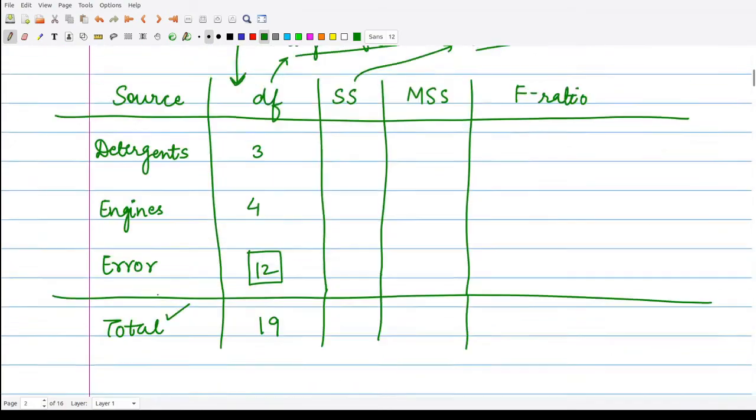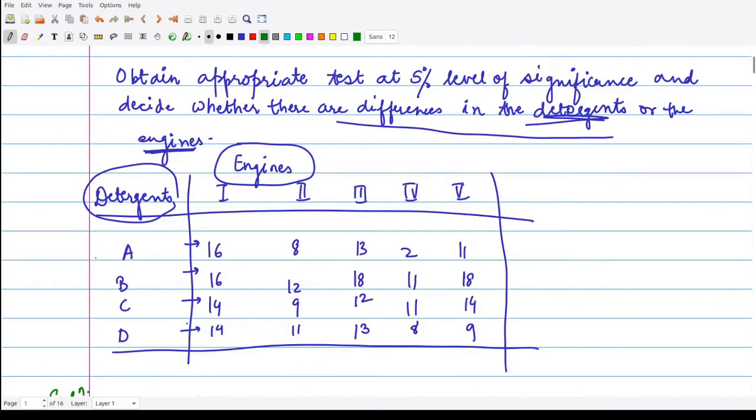So let's go back to our original table. For a detergent, we will calculate Ti. Ti would be obtained when you add up all these things. So 16 plus 8 plus 13 plus 2 plus 11 would come out to be 50. Then you will calculate this for B. For B it would be 16 plus 12 plus 18 plus 11 plus 18. That will come out to be 75.